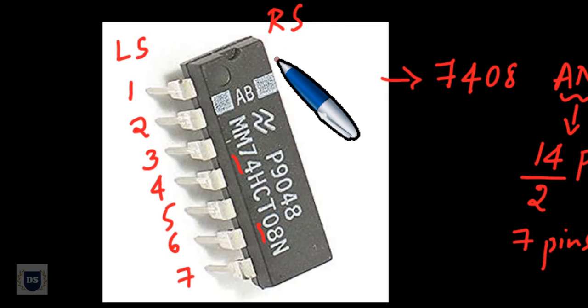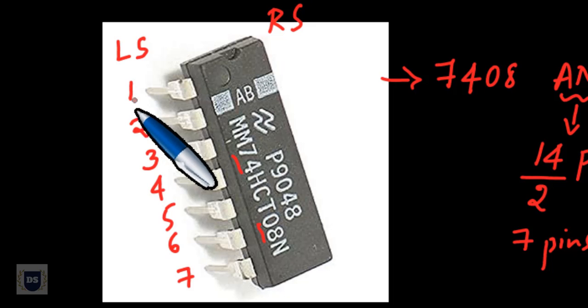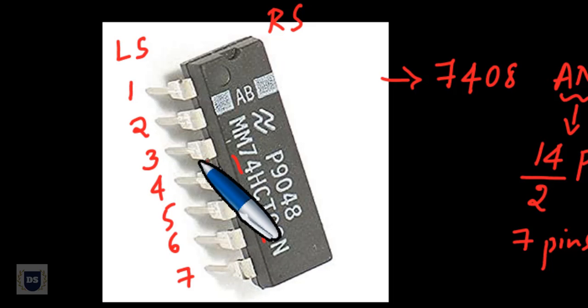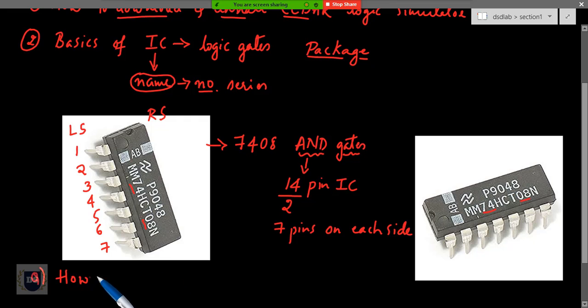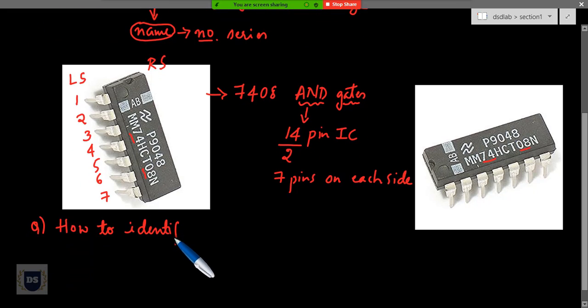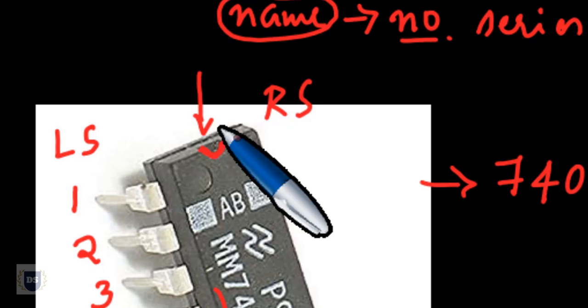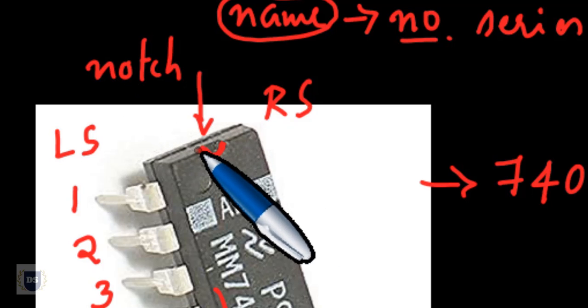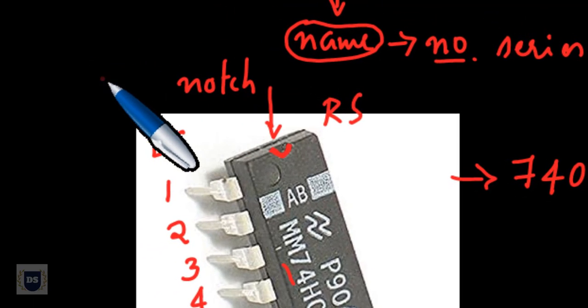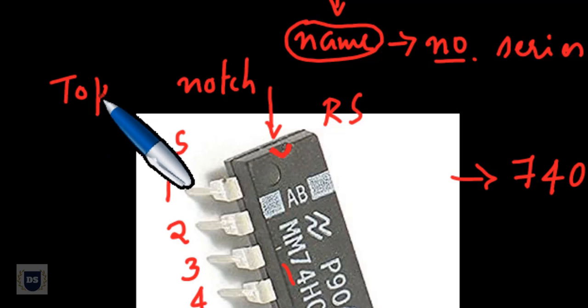Now you might ask me a question: why should I start to count from here? I could have started counting from the bottom, like this is my pin number 1, 2, 3 and so on. So why did I start my pin numbering from here? There is a reason for that. The question is how to identify the top of an IC. If you clearly observe here, there is a notch-like structure. The notch is given over here in order to represent the top. So the notch over here actually represents the top of an IC.